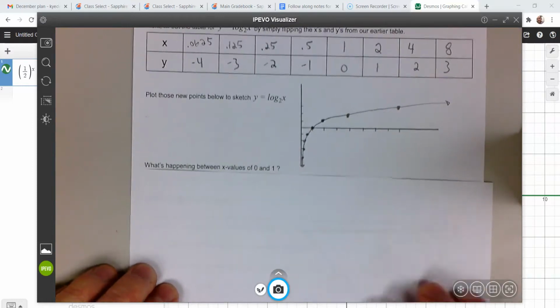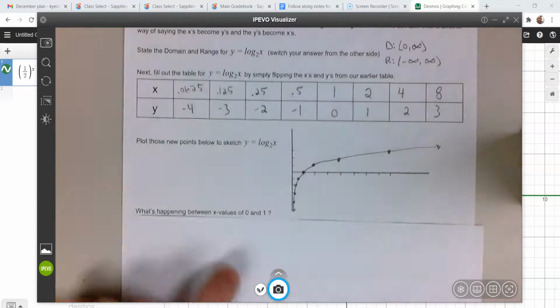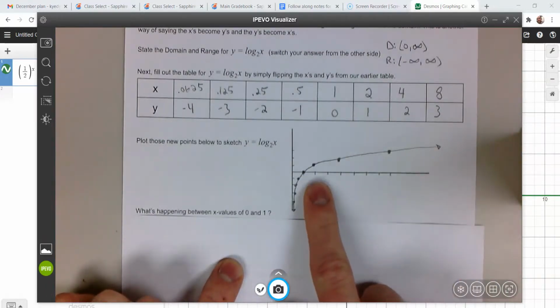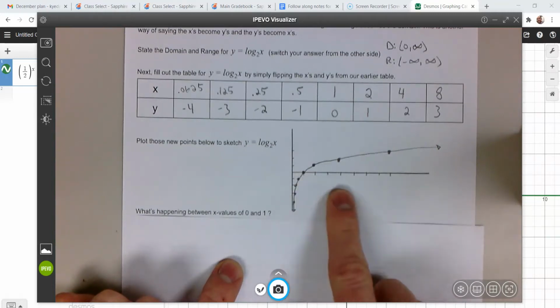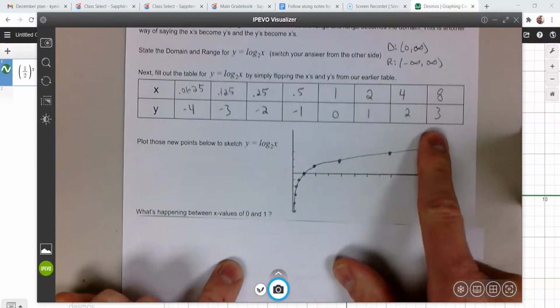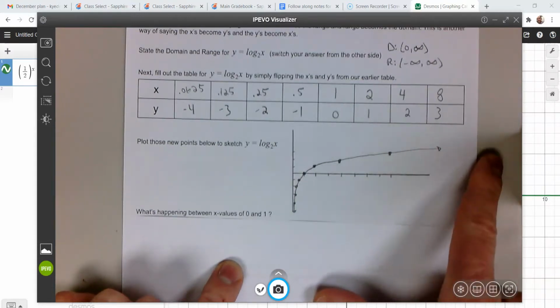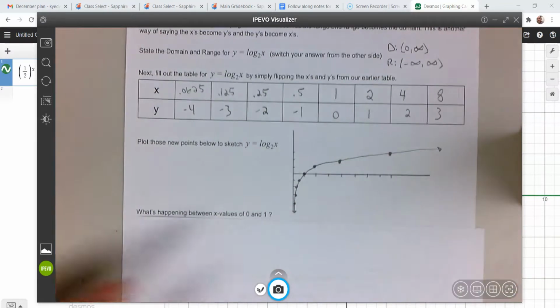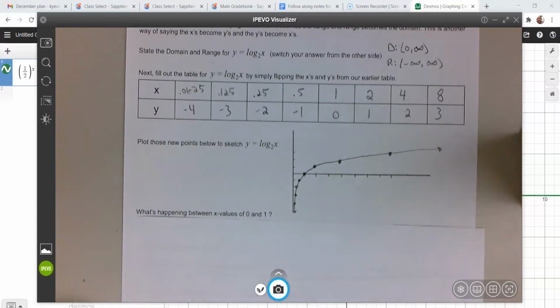It is increasing. The Y's are getting bigger as I get over, just not very fast. So notice at 1, it was 0. At 2, it was 1. At 4, it was 2. At 8, it was 3. So these Y values are increasing. This thing is going up steadily. It's just taking a long time. I have to move my X's really, really far to get to the next one.